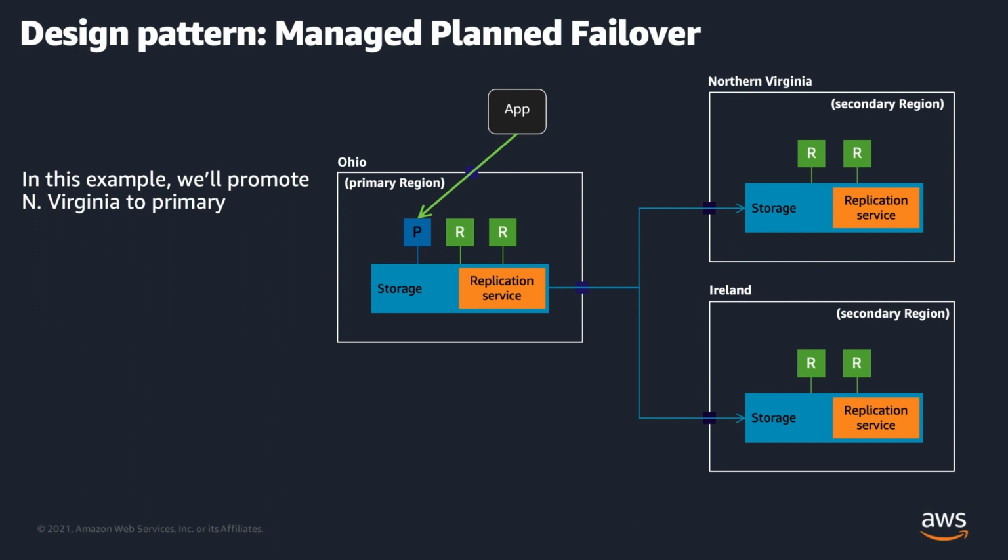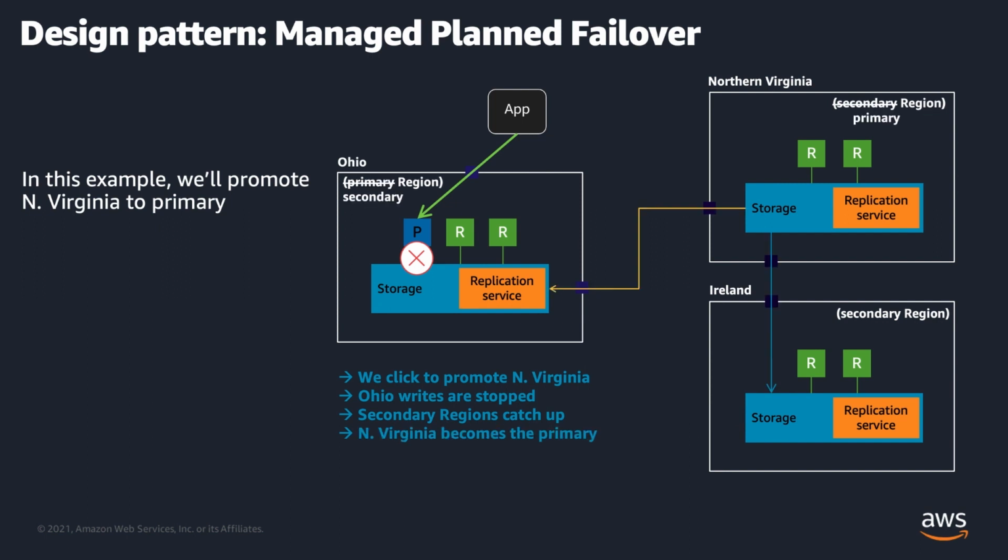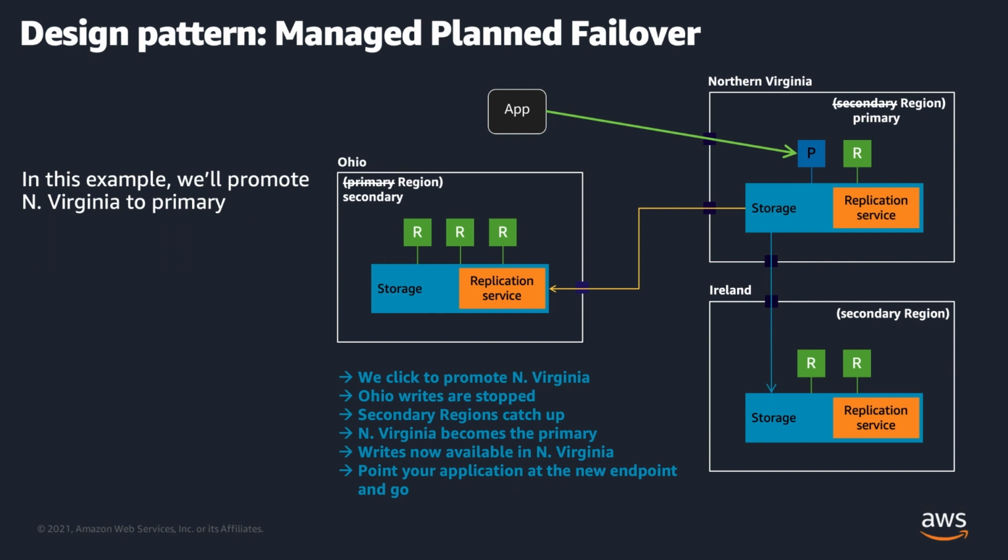So in this example, we will promote Northern Virginia to primary, which is one of our secondary regions. Through the console or the API or the SDK, we click to promote Northern Virginia first. What happens after that is Ohio writes are stopped. The secondary regions catch up. So in this case, Northern Virginia and Ireland catch up. Northern Virginia becomes the new primary, and hence the writes are now available in Northern Virginia. Finally, point your application to the new endpoint in Northern Virginia in your primary cluster, and you're good to go.